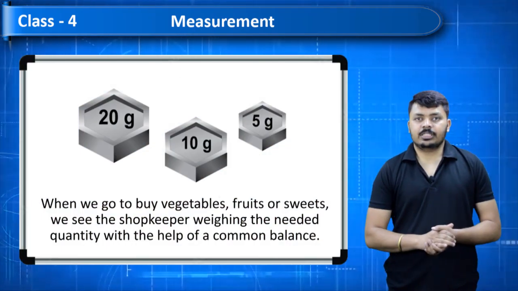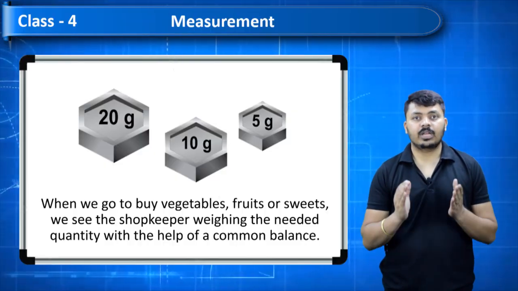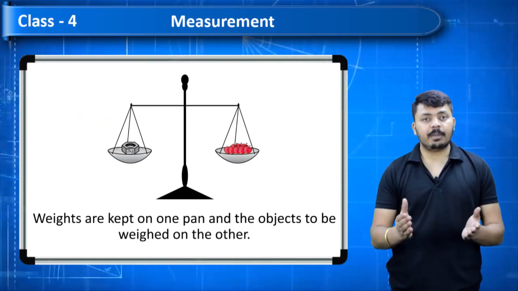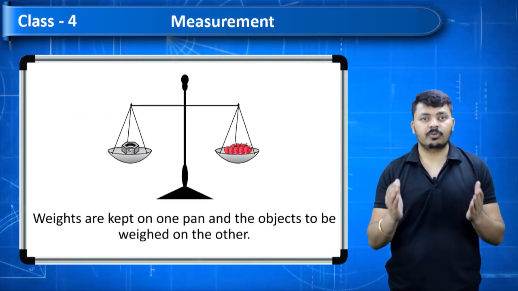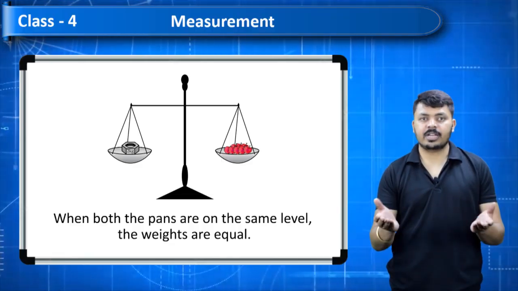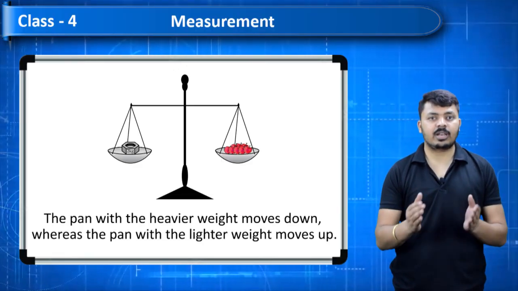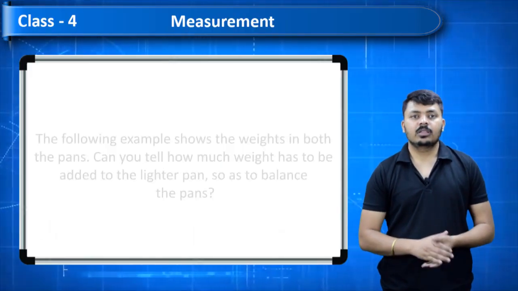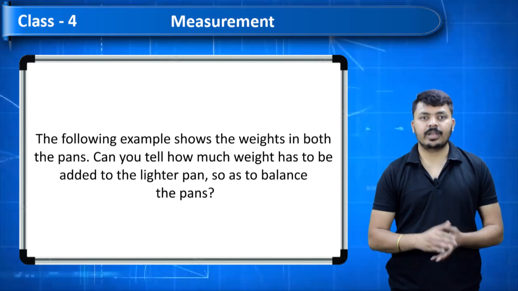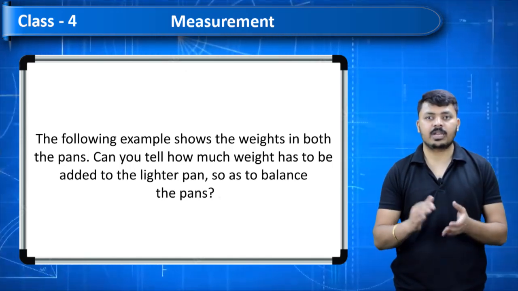When we go to buy vegetables, fruits or sweets, we see the shopkeeper weighing the needed quantity with the help of a common balance. Weights are kept on one pan and the objects to be weighed on the other. When both the pans are on the same level, the weights are equal. The pan with the heavier weight moves down, whereas the pan with a lighter weight moves up. The following examples show the weights in both the pans. Can you tell how much weight has to be added to the lighter pan so as to balance the pans?